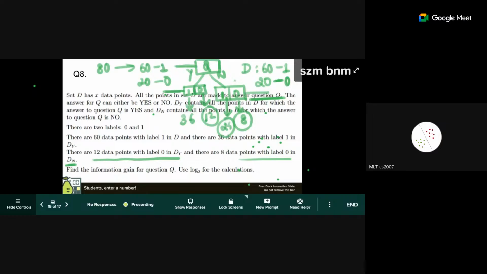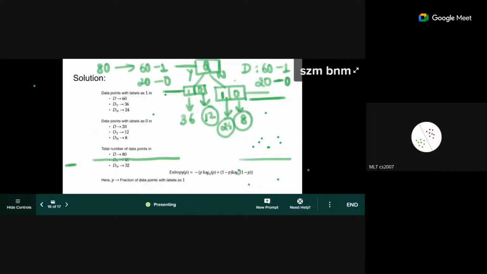Okay. Total, you can add both. We should add both. Yeah, here you can see 80. Entropy, 80. Give me the formula. Okay, okay. Entropy of P. Right.